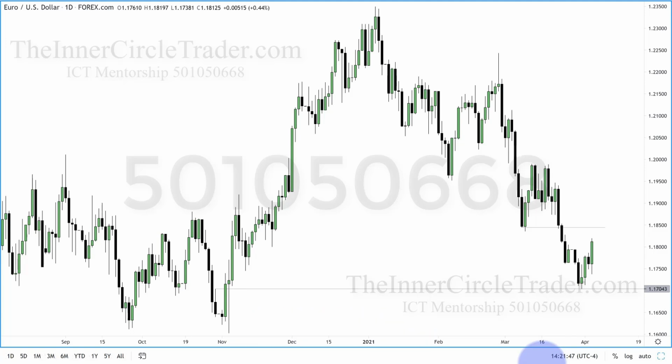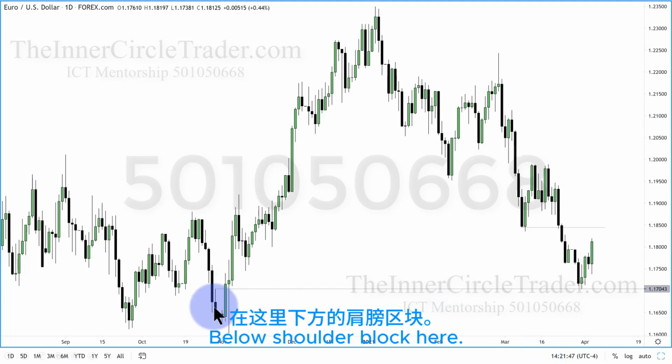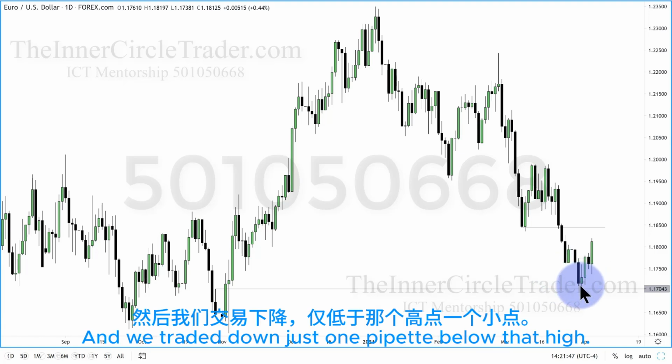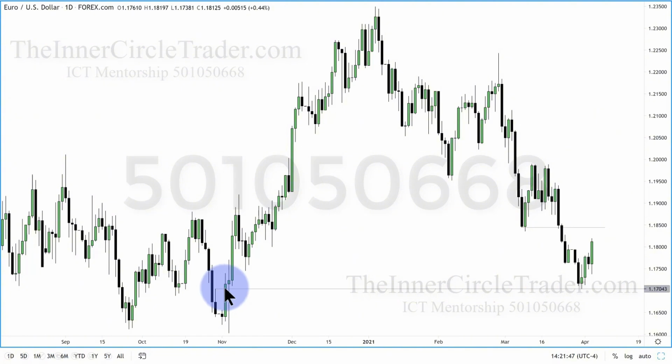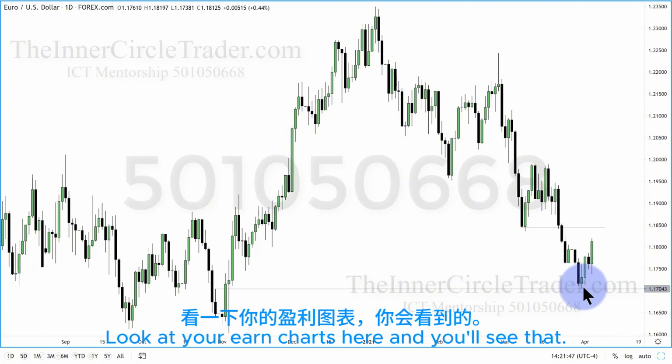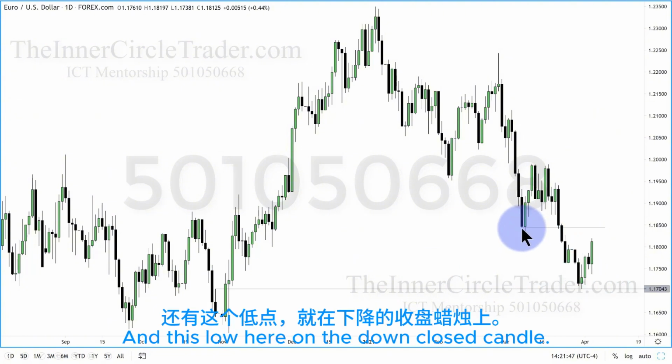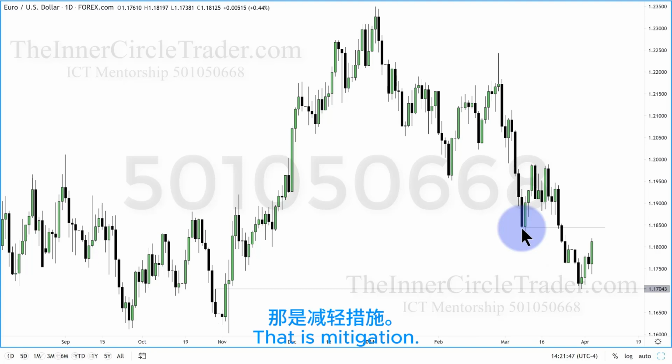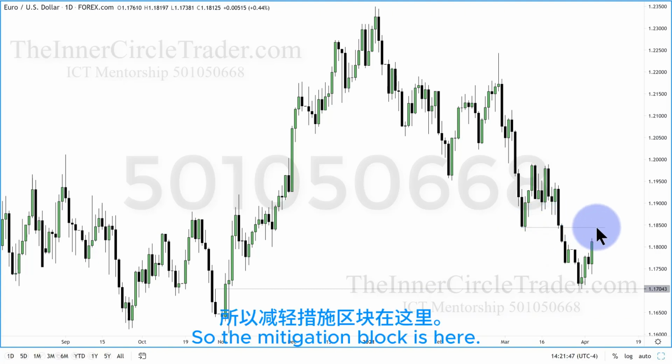Euro dollar daily chart, bullish order block here, and we traded down just one pipette below that high. Look at your own charts here and you'll see that. And this low here on the down close candle, that is mitigation. So the mitigation block is here.